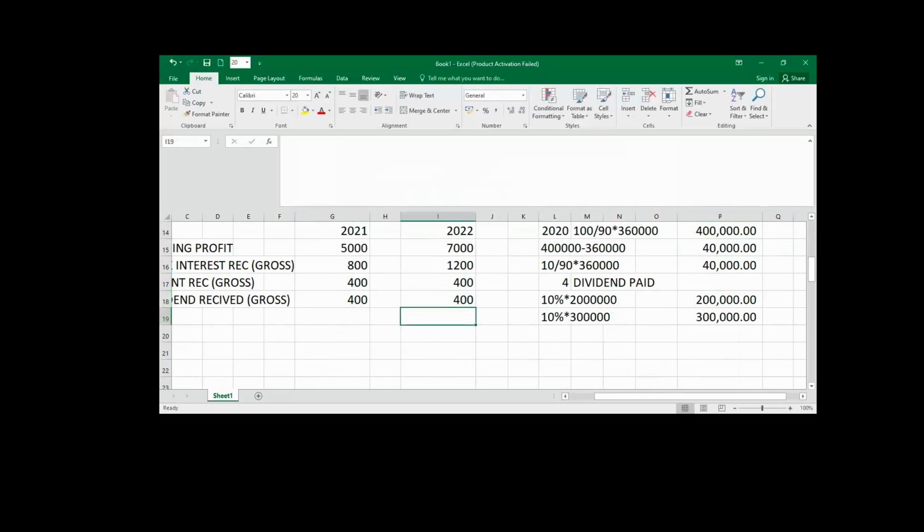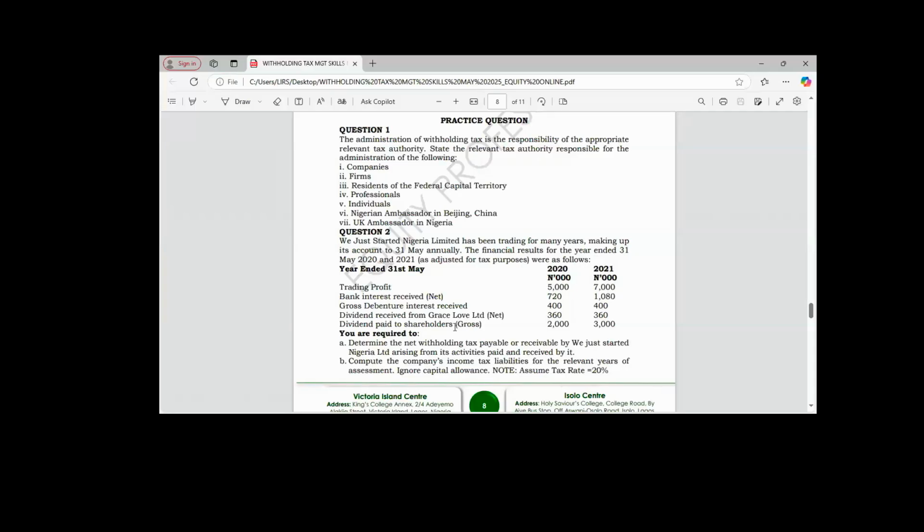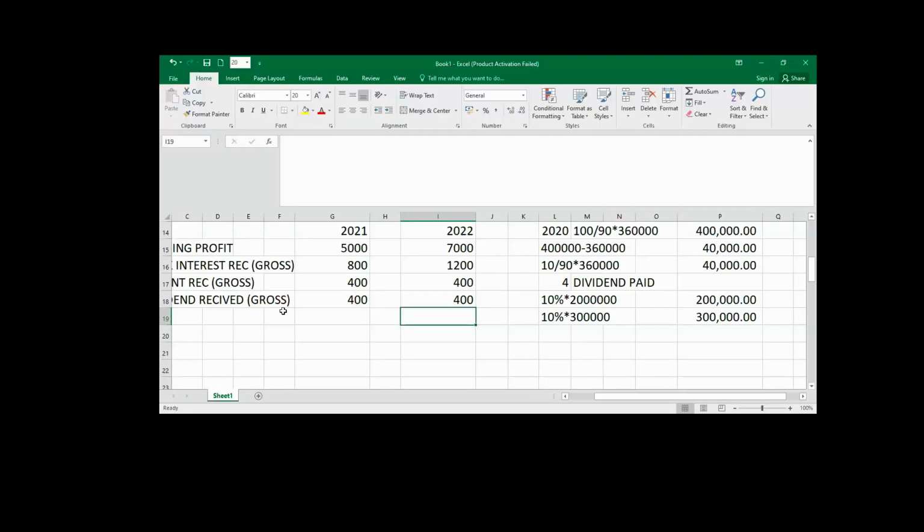The next transaction we have is dividend paid to shareholders. Is it an income? No. Dividend paid is not an income. It's a payment, so it's not going to be liable to tax. The only tax they are going to pay on it is withholding tax, but that will be suffered by the shareholder. So it's not an income for the company. So those are the incomes.